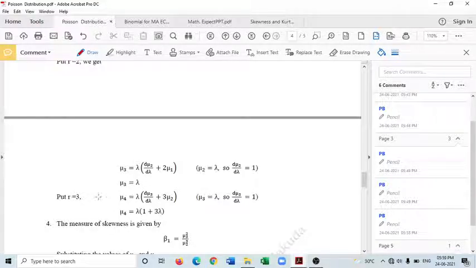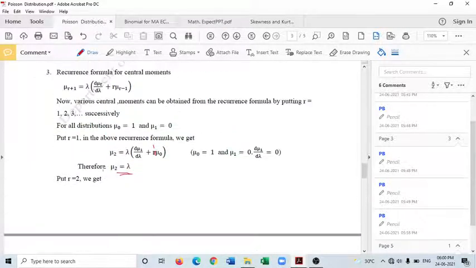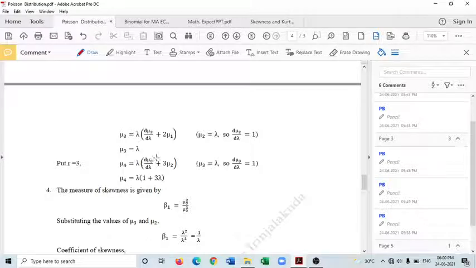Now when we come to the fourth central moment, r equals 3, there is a slight difference, it's not lambda. So first of all we find mu 4 by putting r equals 3 in this recurrence formula. So we get lambda into d mu 3 by d lambda plus 3 mu 2. That's by putting r equal to 3 in the above equation.